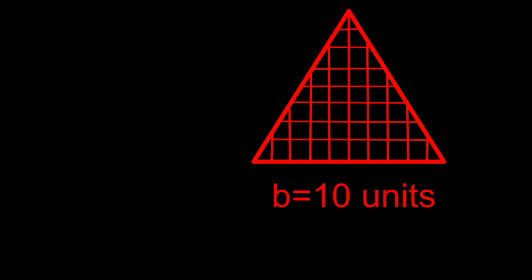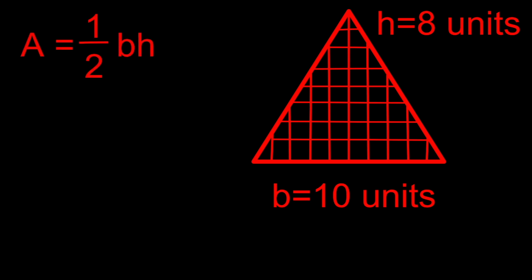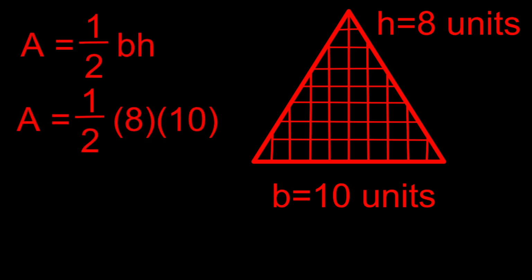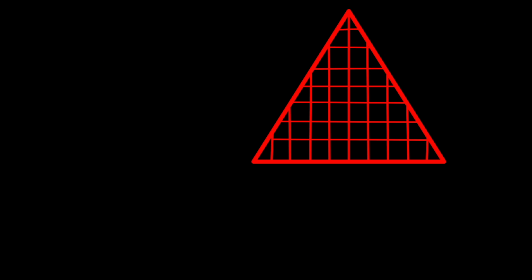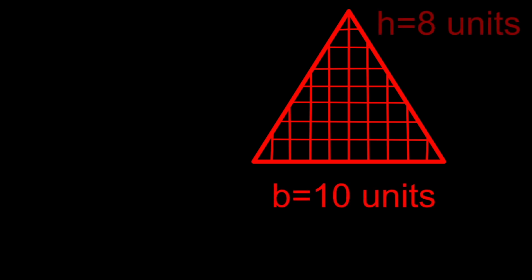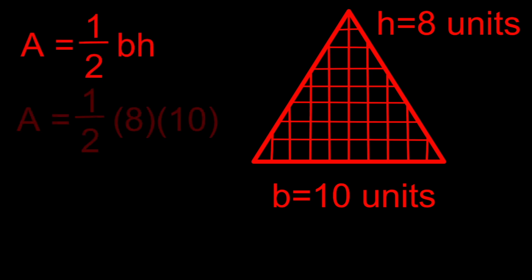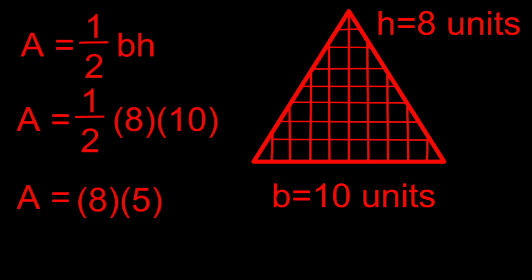You can multiply in a different order and still get the same correct result. When we look at 1/2 times base times height, we can take half of the height and then multiply. Half of 8 is 4. 4 times 10 also gives us 40 units squared. We can also take half of the base. Half of 10 is 5, and 8 times 5 will still give us 40 units squared.